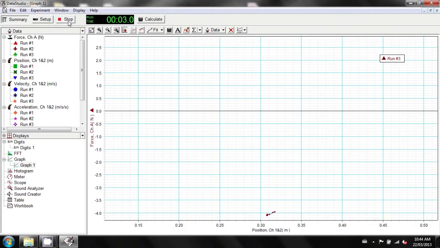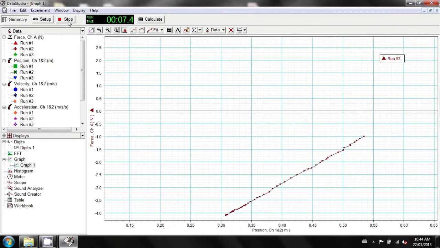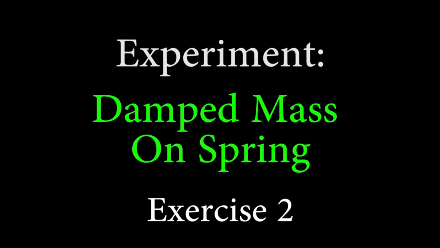Note that if your force is negative or your graph is otherwise unsatisfactory, be sure that you properly calibrated your force sensor and that you pressed tare immediately before taking data. In exercise 2, we'll be capturing oscillations of a mass on a spring in air and water.